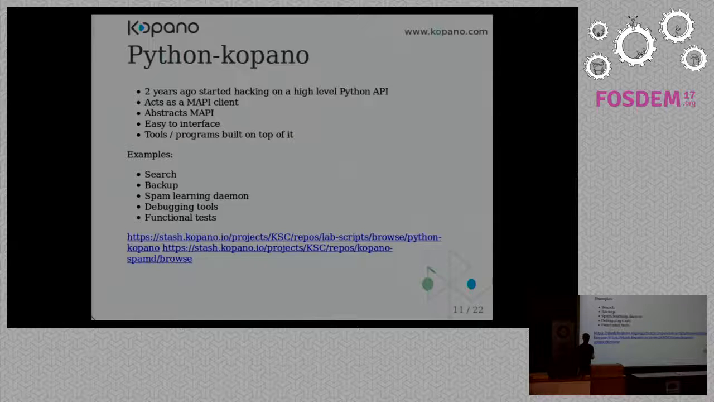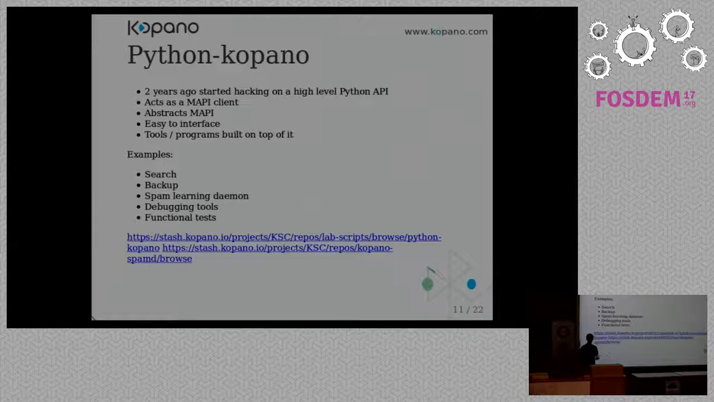And because of all that work, we wanted to abstract it. We wanted to make it easier for new developers, for externals who want to interface with us, to work with Kopano and to program against it. And because almost every application in our stack is a client of the server, we also made this connector a client. It's called python-kopano.